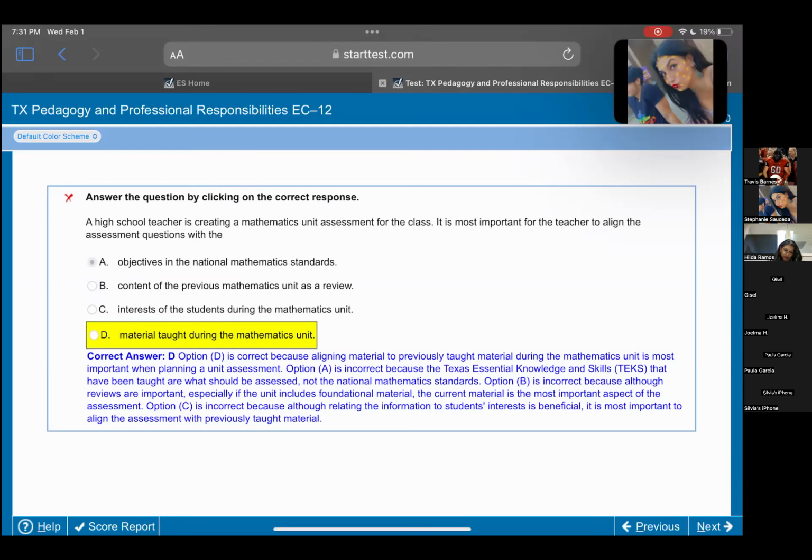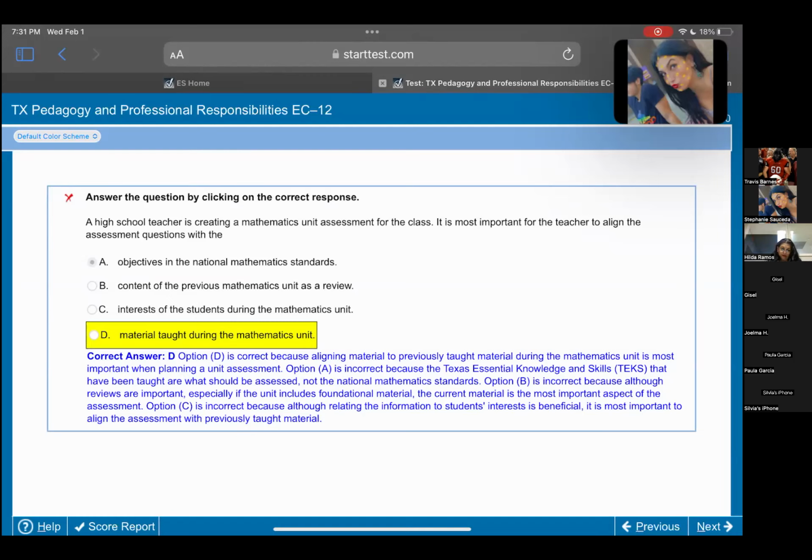Let's take a look at with what? What do we have to align our assessment with? The questions with? What should it be about? Objectives in the National Mathematics Standards, content of the previous mathematics unit as a review, interest of the students during the mathematics units, material taught during the mathematics unit.